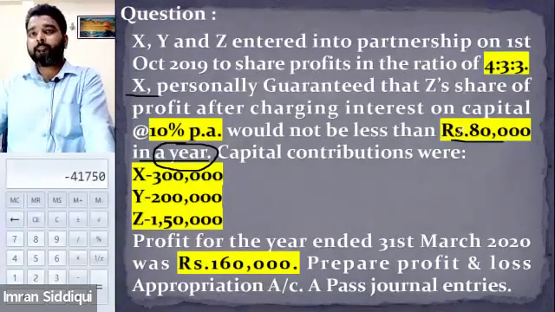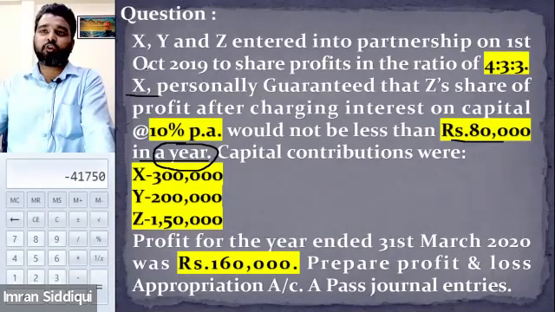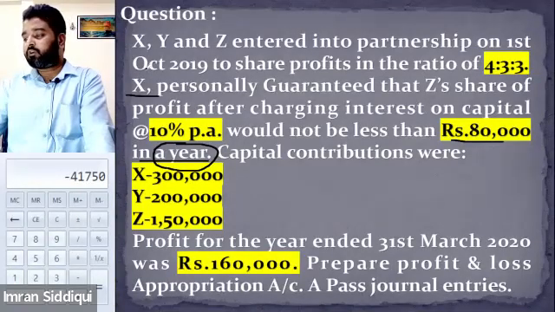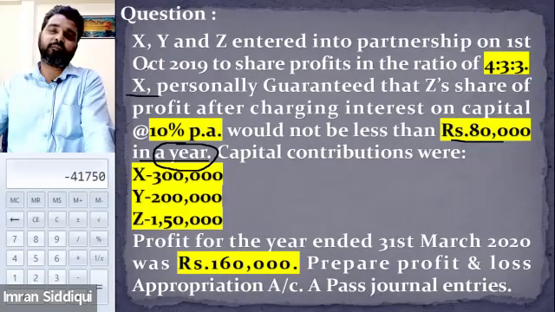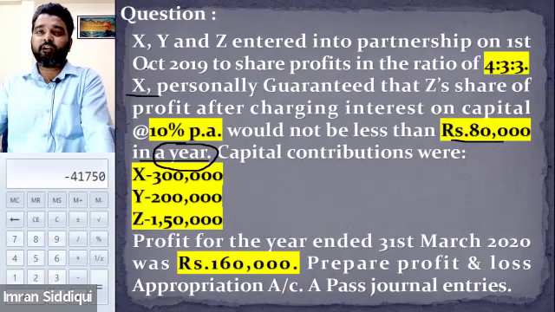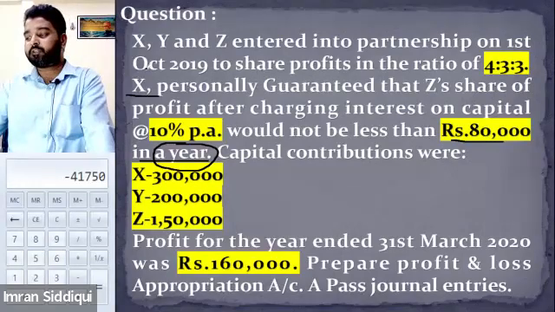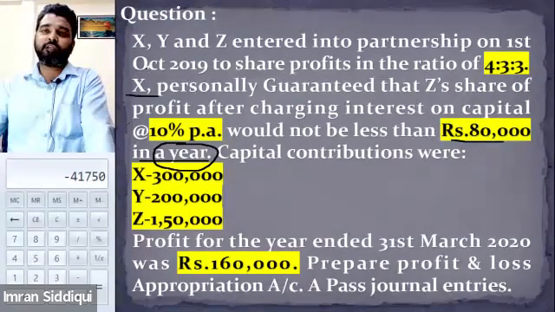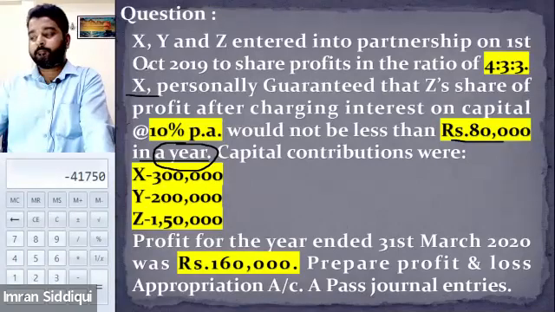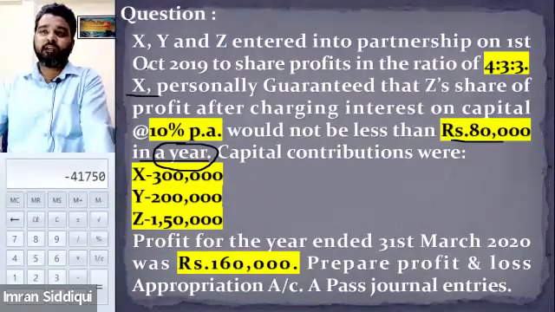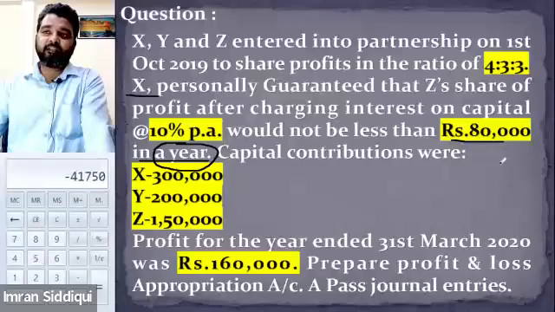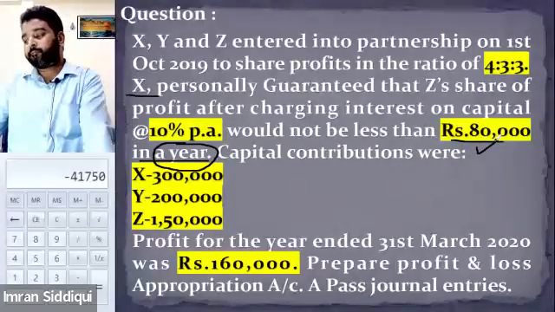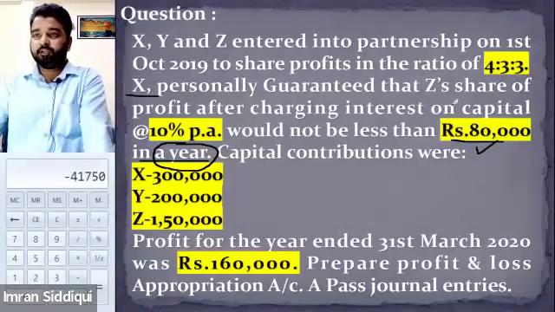Tell me, the business has started on the 1st of October, right? So this 80,000 of profit is for the entire year, but can we divide it into two parts, since only a 6-month period has passed? So can we say for the half-year period, the guarantee of profit will be 40,000 only? Yes, sir. If for the entire year the profit is 80,000, then for the half-year period, how much will the guarantee be? Tell me, 40,000.